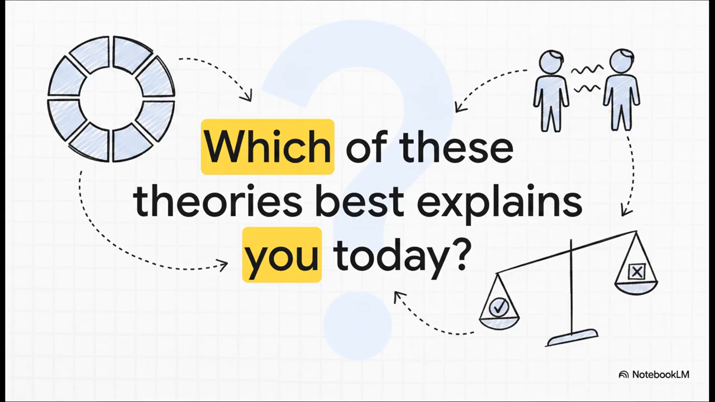So, to wrap up this explainer, I want to leave you with a question to really chew on. When you look in the mirror today, which of these puzzle pieces do you see the most clearly? Is your life defined more by Erikson's lifespan challenges, the deep roots of your early attachment style, or the specific way your moral compass points? The human puzzle is incredibly complex, but by understanding these three pillars, we definitely get a little closer to decoding ourselves.